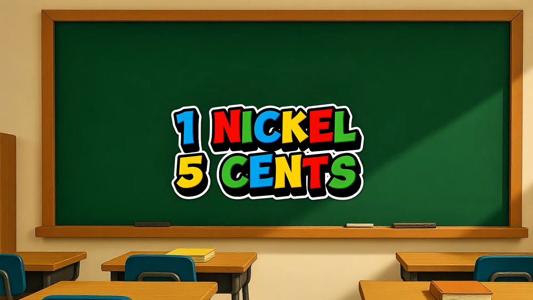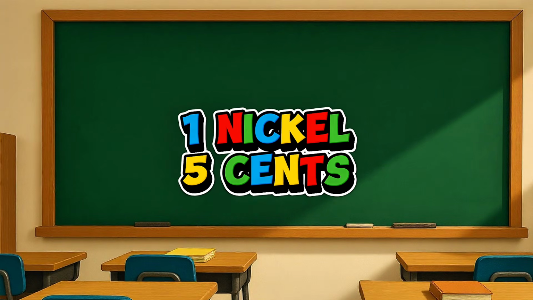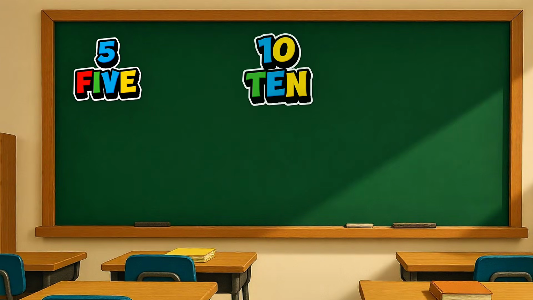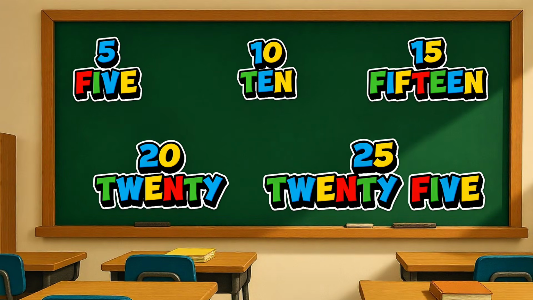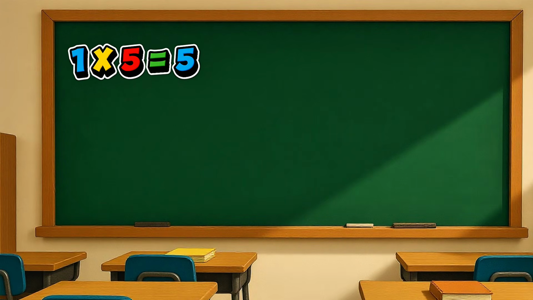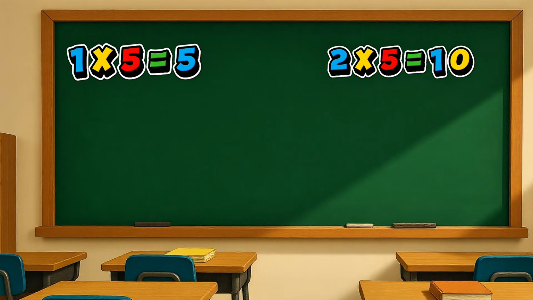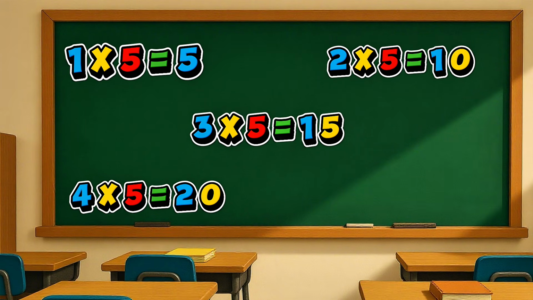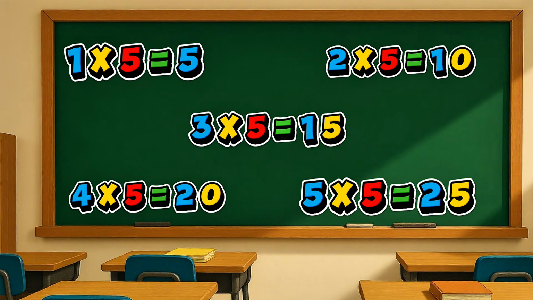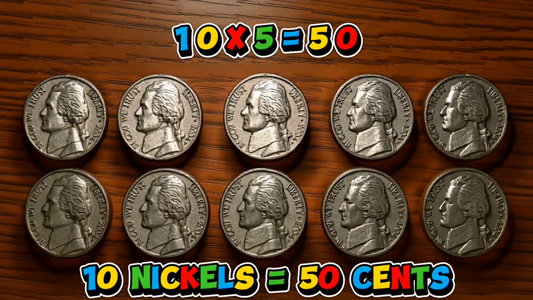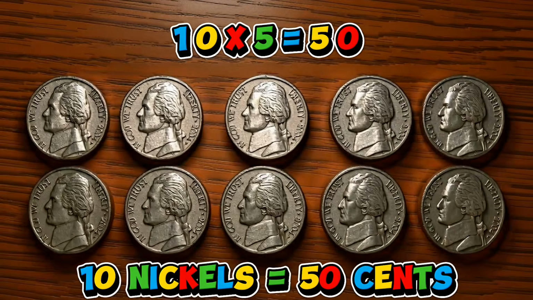See how it works? Each time we add a nickel, we multiply by 5. 5, 10, 15, 20, 25, or 1 times 5, 2 times 5, 3 times 5, 4 times 5, or 5 times 5. If I have 10 nickels, that's 10 times 5, which equals 50 cents.